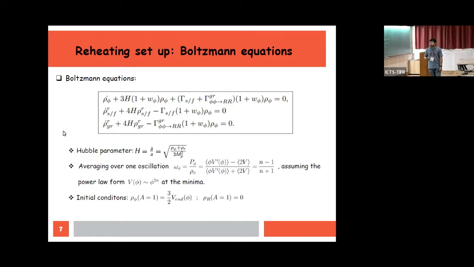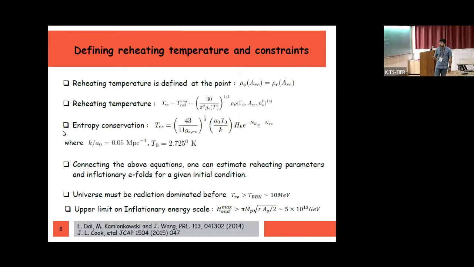In terms of calculating the inflaton equation of state, we basically average over one oscillation and use the virial theorem. We can relate w_phi with the exponent of the potential, (n-1)/(n+1). And the initial condition comes from the fact that at the end of the inflation, the slow-roll parameter epsilon is 1, then we can relate rho_phi with the potential value at the end of the inflation. And rho_r is typically 0. This is the initial condition for the reheating.